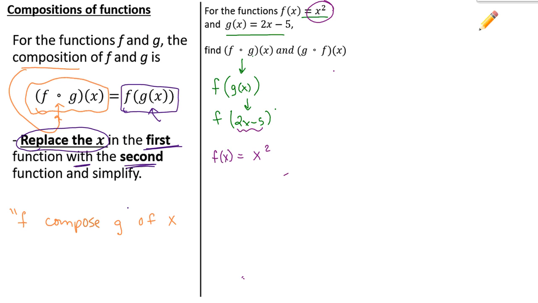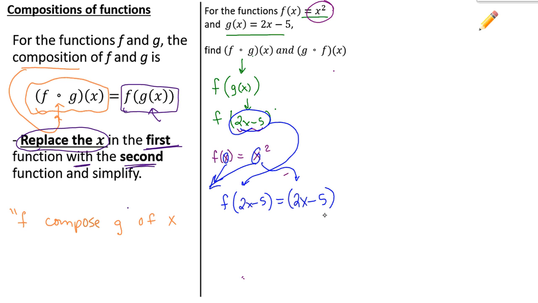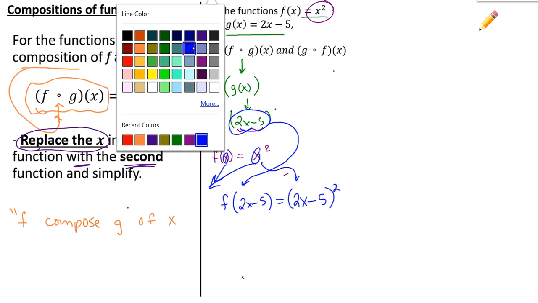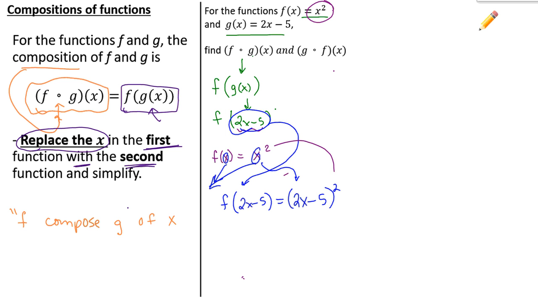So imagine me taking these out, throwing them away, and I'm going to replace them with this thing. Equals, this side said x. Instead of x, we're doing 2x minus 5 squared. And it's this square right here where it came from. This guy's where that square came from. So if I were to ask you what f compose g of x was, you would say 2x minus 5 squared.